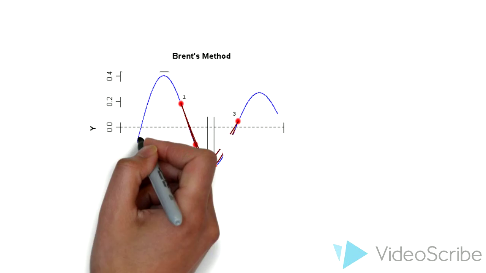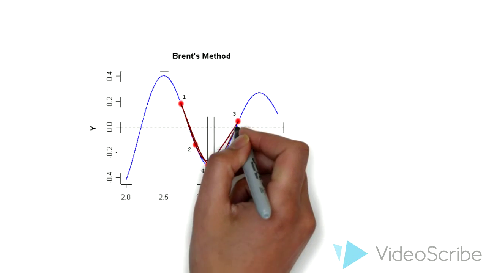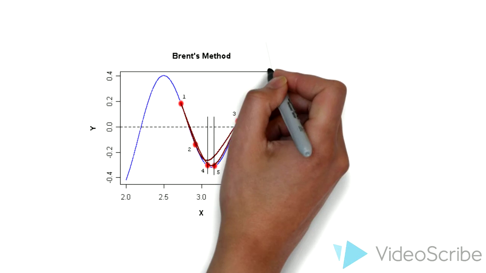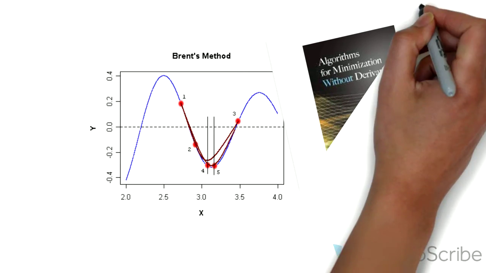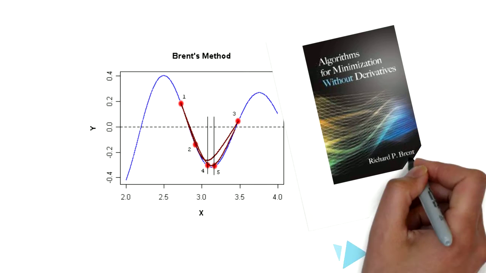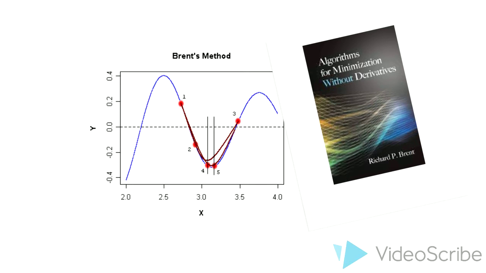Brent's method is a root-finding algorithm which combines root bracketing, bisection, and inverse quadratic interpolation. And Brent claims that this method will always converge as long as the values of the function are computable within a given region containing a root.